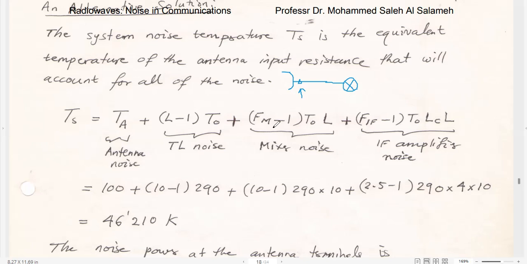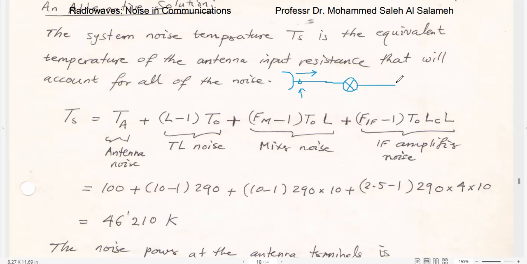So M minus 1 times T naught gives the noise temperature here. If we want the noise temperature at the input of the transmission line, we multiply by L, because the wave is coming in this direction. When we go in the opposite direction, the signal will increase. When we go in the same direction, the signal will decrease along the transmission line.